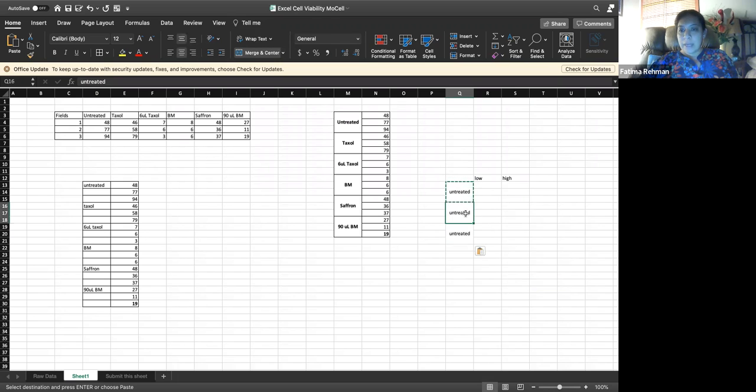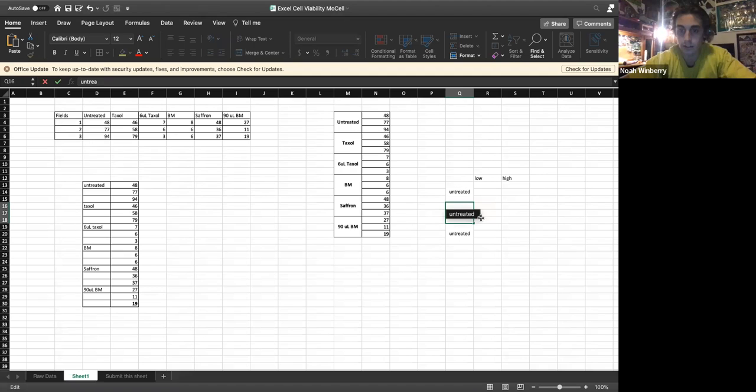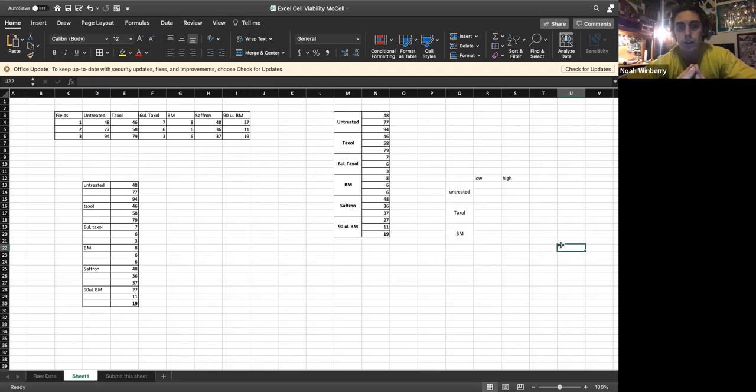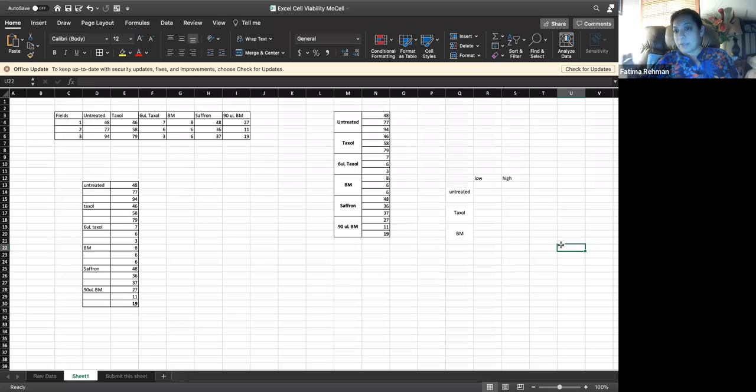And now, yeah, for the second one, write BM, Taxol, just Taxol. Okay. And the second one, write BM. So for now, we're going to keep saffron out of the equation. For this particular two-way ANOVA, what you're going to have is basically one variable is what drug they're being treated with. And the second variable is whether it is low or high. So concentration, the amount of drug, and the type of drug. Those are your two variables.